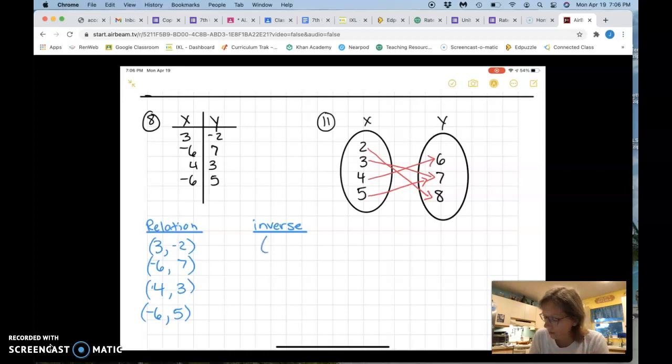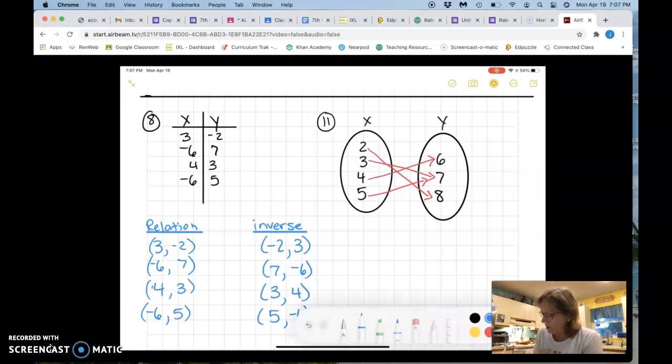So on this one, x is going to be -2 and y will be 3. I have to be careful because sometimes I don't flip it, so I have to be real careful and check myself. Okay, so that's it. And we're going to do the same thing for number 11. So number 11 is one of those more complicated mappings that I was telling you about. So let's go ahead and look at that.